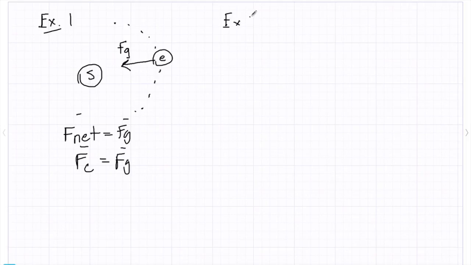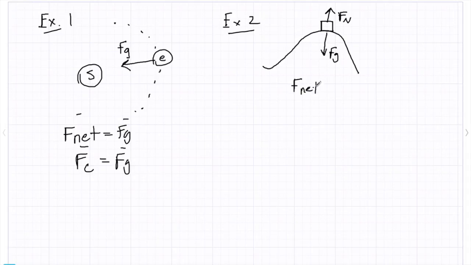For example 2, we could talk about a roller coaster. If you're on a roller coaster and you're at the top of a hill, you could represent the hill as part of a circle. And if this is your train car here, there are two forces: the force of gravity and the normal force. Notice that the net force between these is equal to the normal force, which is up, minus the force of gravity.